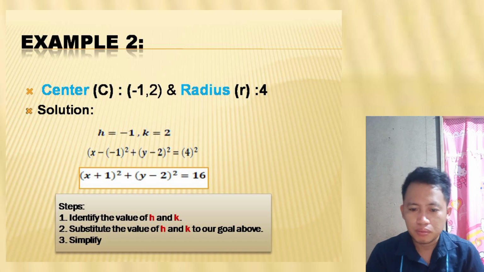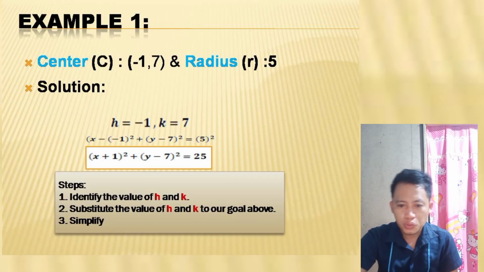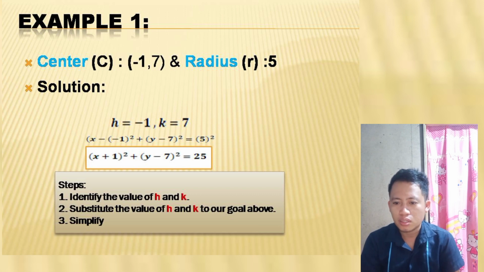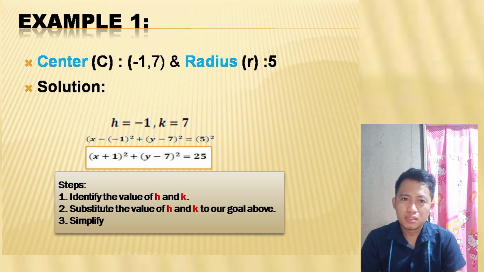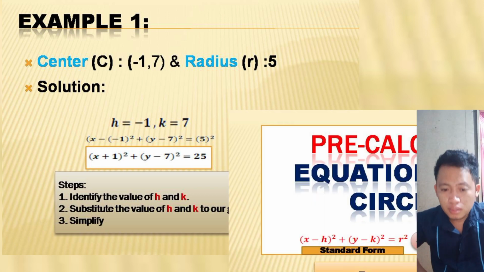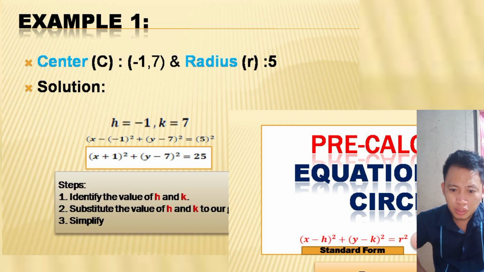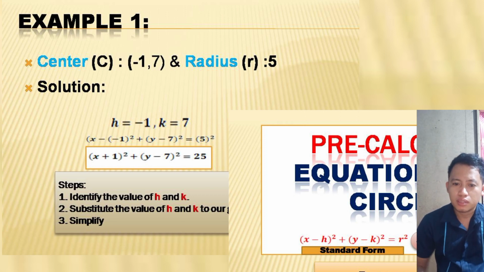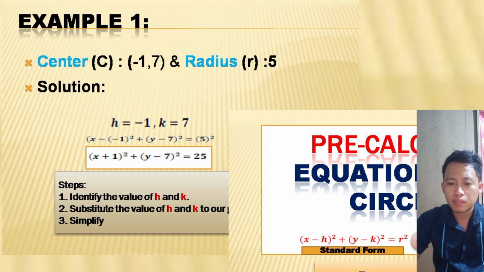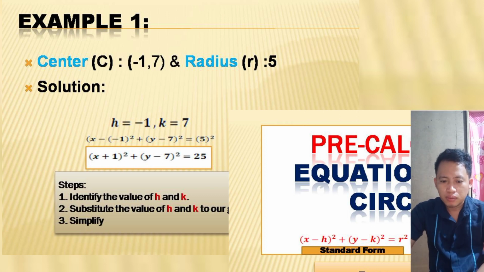Say for instance, we have this problem: center -1, 7 and radius of 5. So what is the standard form of this problem? As we all know, the standard form of a circle is the quantity of (x - h) squared plus the quantity of (y - k) squared equals r squared. So all you have to do is substitute the value of the center, -1, 7.